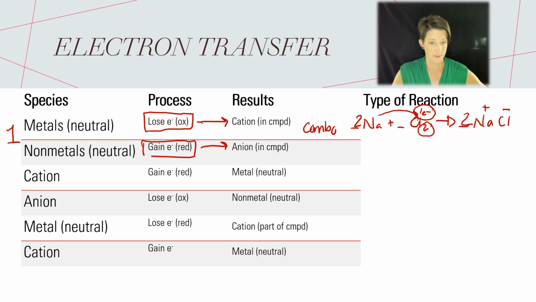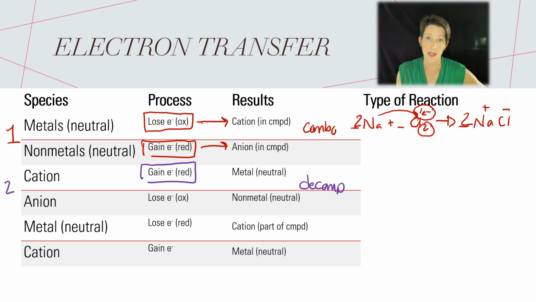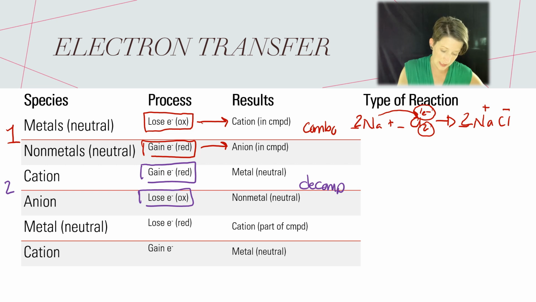In the next one, we have decomposition. So we have a cation in a compound and an anion in that compound, and they're going to split apart into their neutral states. A cation that is positively charged needs to gain negative electrons to become neutral, so it's going to be reduced. The anion that is negative needs to lose those electrons to become neutral. Therefore, it is oxidized. It is giving that cation its electrons.